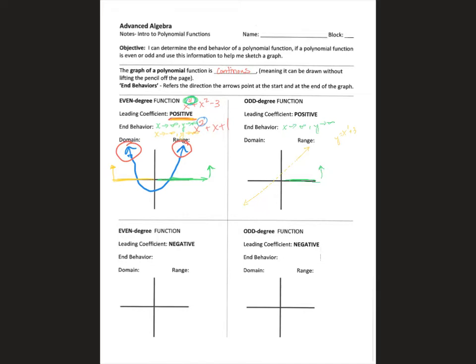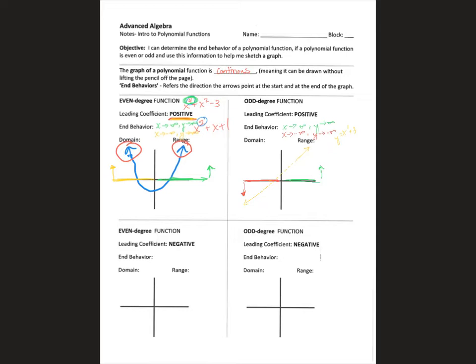Make sense? Okay? And then as x, let me use a different color here. As x approaches negative infinity, where's my y value going? Oh, it's going down, yes? So for any odd degree polynomial with a positive leading coefficient, as x approaches negative infinity, my y value is approaching negative infinity as well.